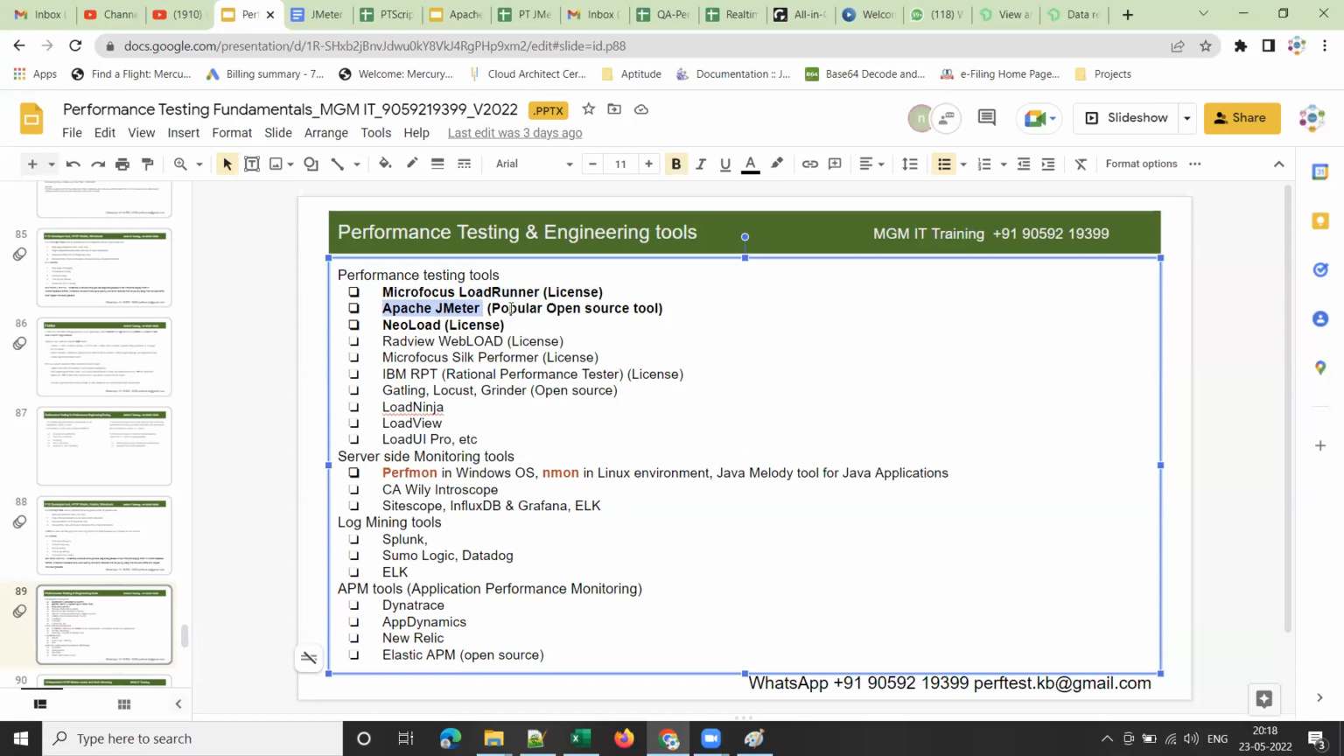Will you teach LoadRunner first, or Apache first and LoadRunner second? In this particular batch, I am going to cover JMeter first and then LoadRunner.